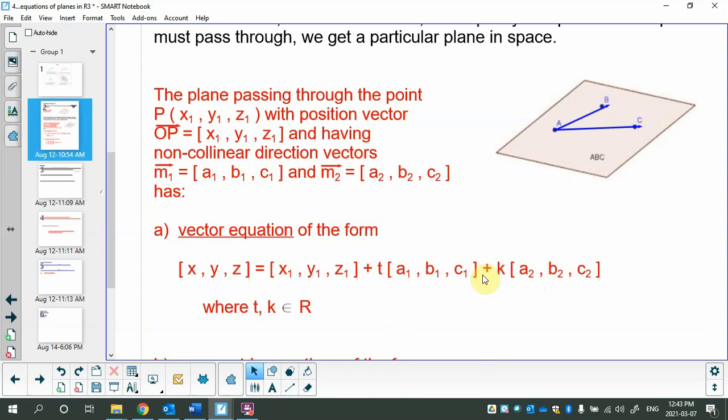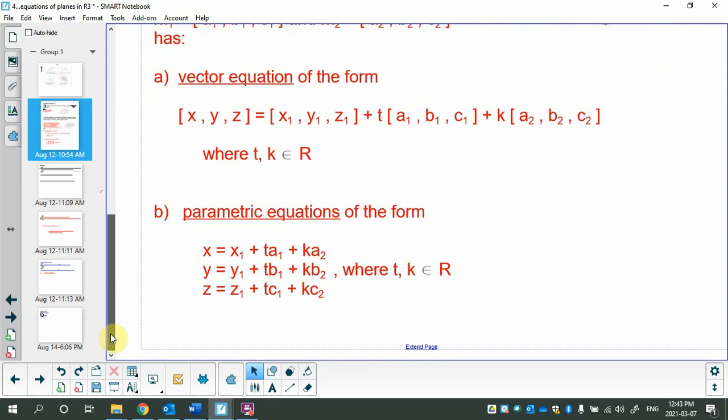So you need 2 parameters, in which case I can't say t is an element of the real numbers. I say t and k, in this case, are elements of the real numbers. Then you can make some parametric equations. So you can say, okay, x is equal to x1 plus t times the a1 in your direction vector plus k times the a2 in the second direction vector. And then you do the same thing for the y's, and you do the same thing for the z's.